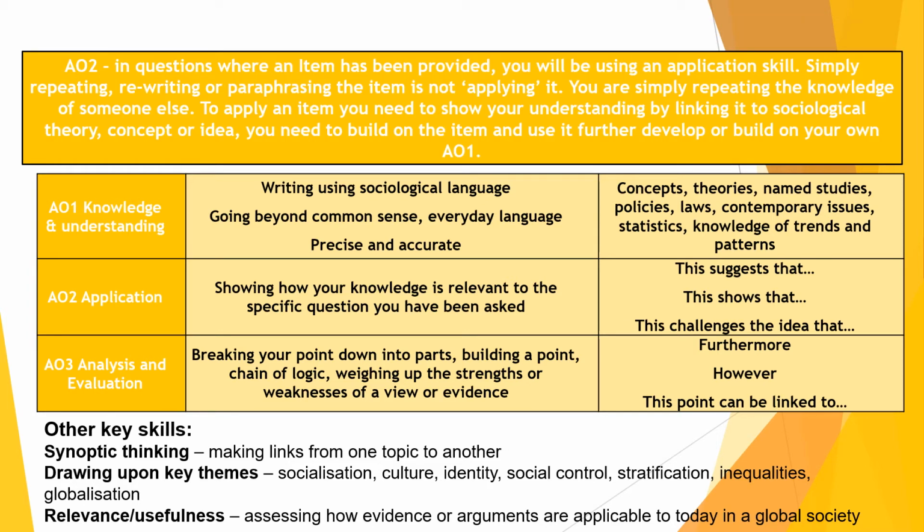So application is showing why you've put something there. There's no point talking about an issue or a topic or a point for 5-10 minutes and then leaving it. You need to show why it's relevant. Why have you discussed it? So it's a way of building and extending your AO1, and the best way to do this is sentences like: this shows that, this suggests that, this challenges. So it's the idea of just being specific. Why have you talked about that knowledge? What's the relevance of it?